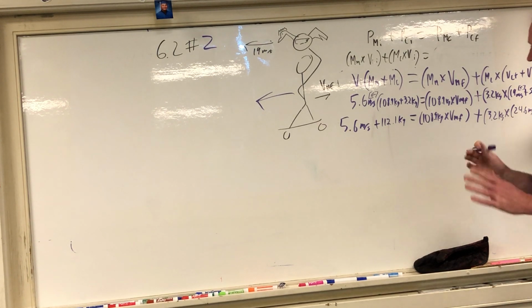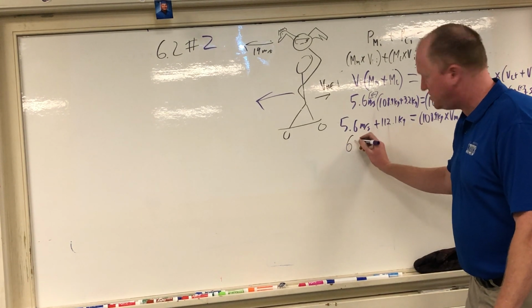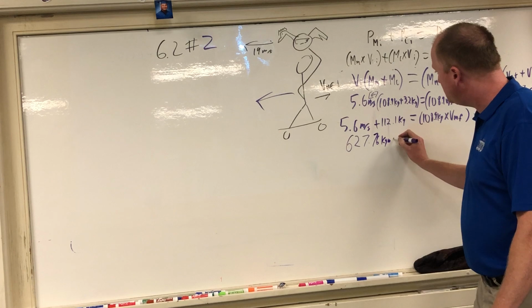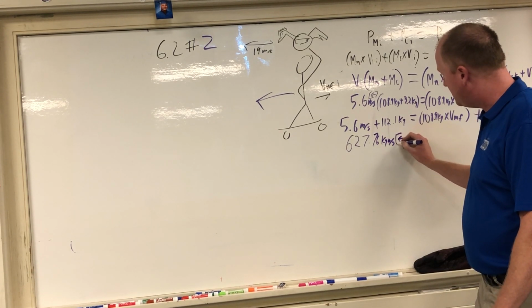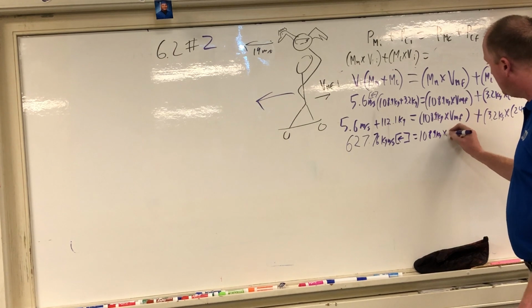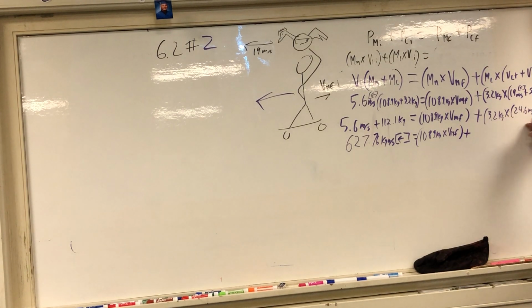All right, now 5.6 times 112.1. You multiply it together and you get 627.76 kg meters per second that way, which is equal to 108.9 kg times our big unknown, the final velocity of Merritt, plus 3.2 times 24.6, we get 78.72 kg meters per second that way. Everything's that way, right?